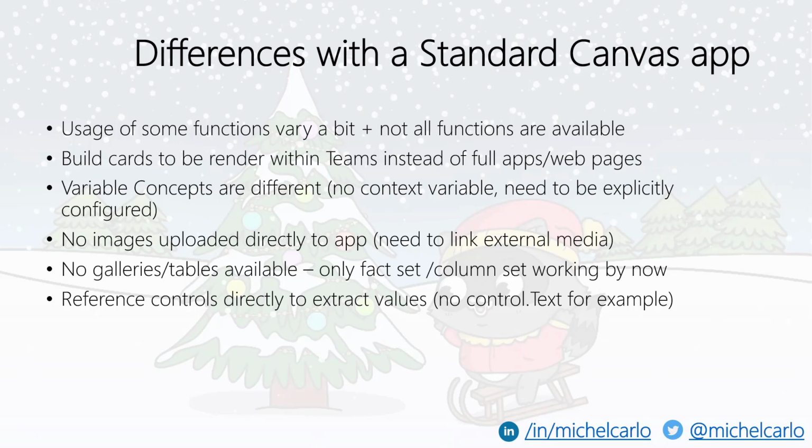The variable concepts, they are a little bit different. So we don't have context variables, the ones we use to update with update context in a Canvas app. We have only the global variables that we use to update with set. And those variables, before we use them, we have to explicitly configure them in the app.